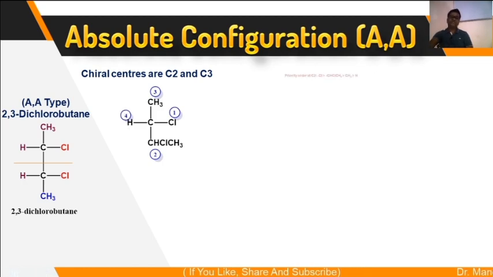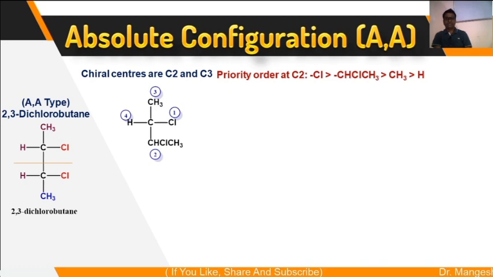Then you have to write the priority order in this way. Priority order at C2, that is Cl is more than CHCl3, which is more than CH3, which is more than H.